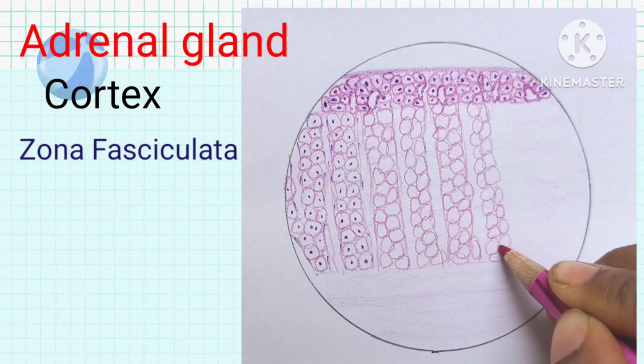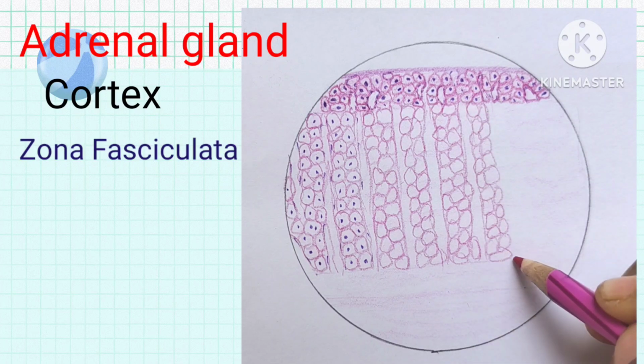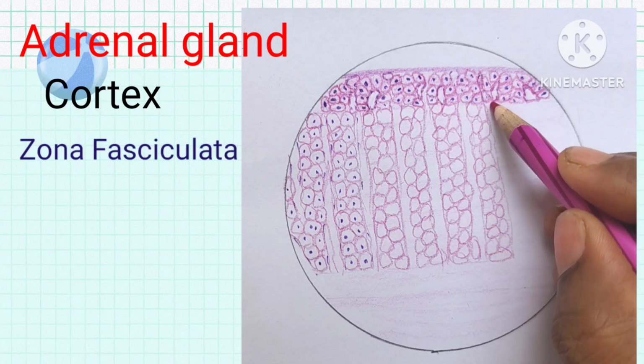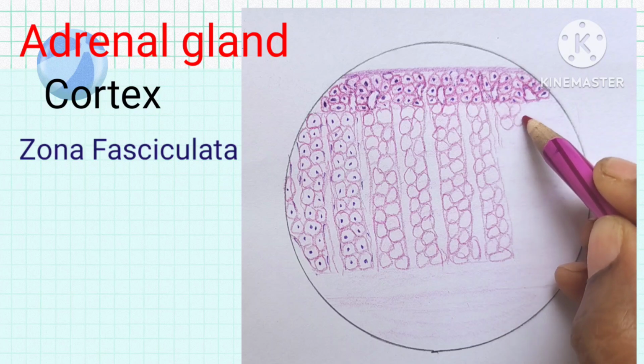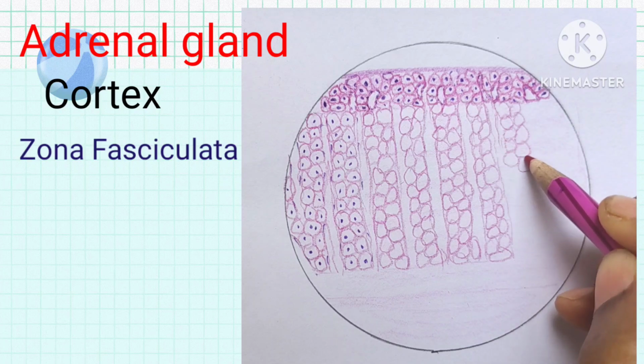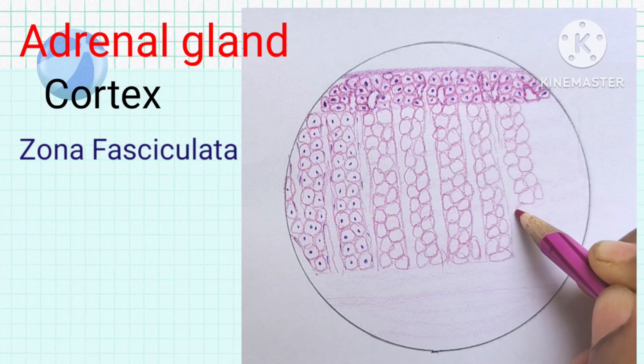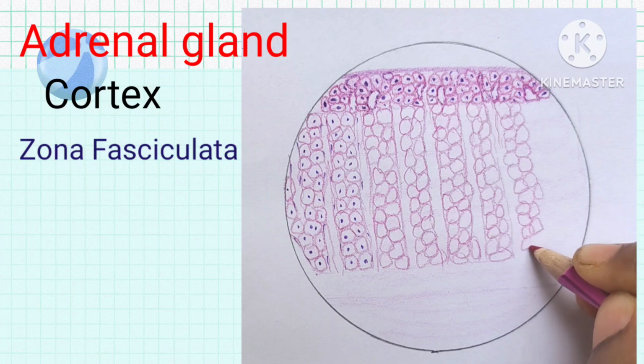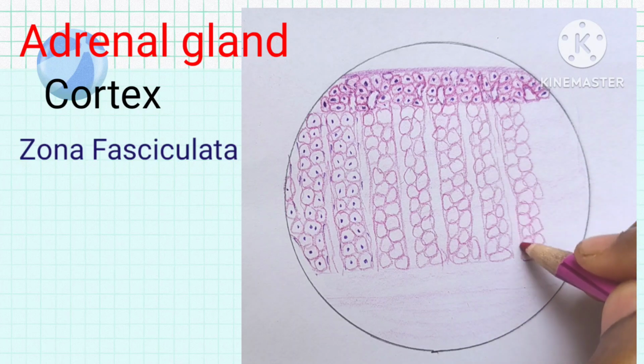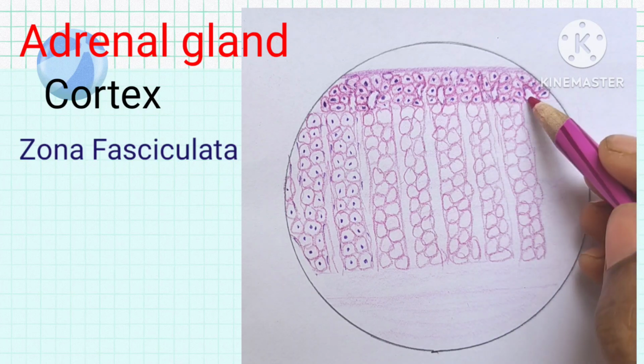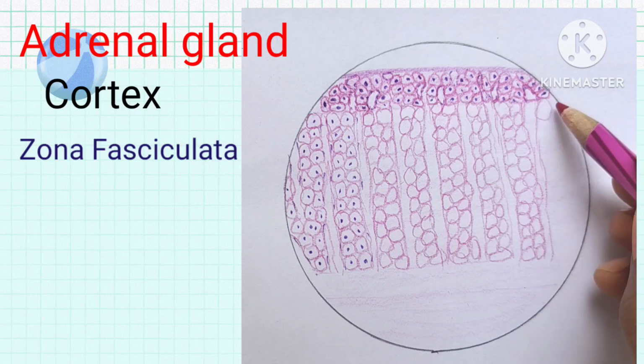The background you should stain very lightly. Here and there, draw a few cells with two nuclei. Binucleated cells, make them in between the sinusoids. As we know, sinusoids are lined by endothelial cells, so keep a flat nucleus on either side of the sinusoidal wall.